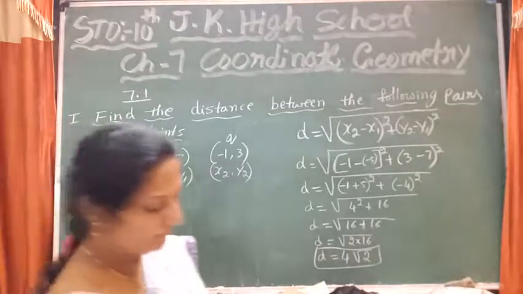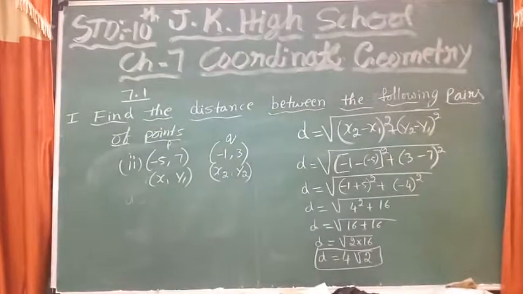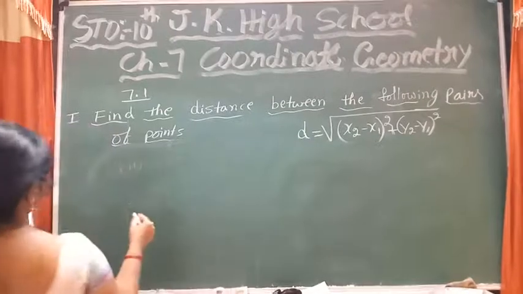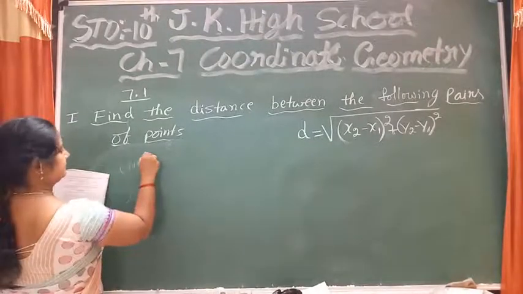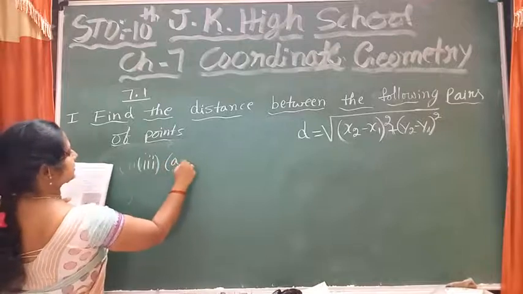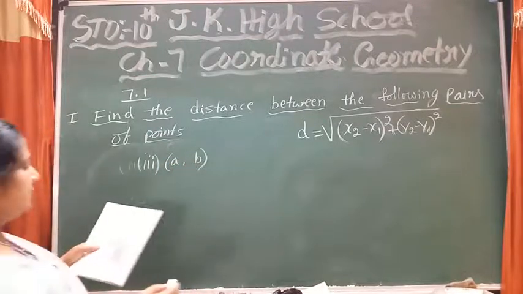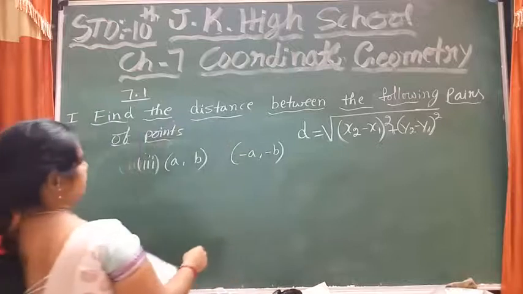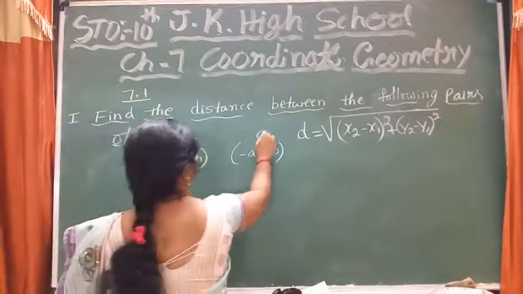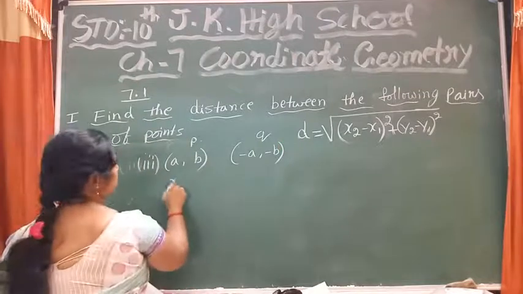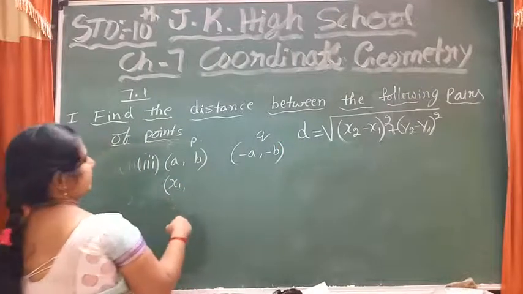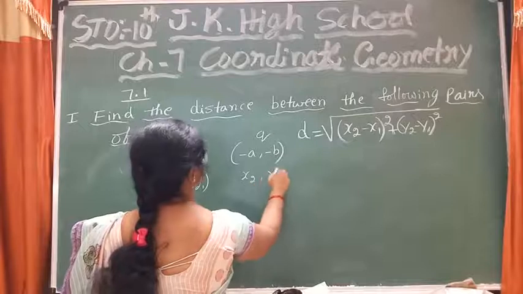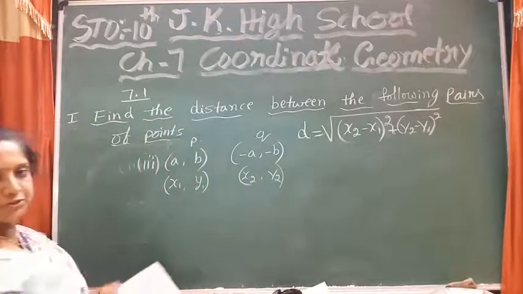Okay children, write down. Third question in this first main. I have to find out the distance between 2 points. The coordinates of the first point are a, b, and the second point is minus a, minus b. Let this point be P and this point be Q, and this is x1, the x-axis value of the first point, y1 is b, then x2, y2. These are the coordinates of those 2 points.